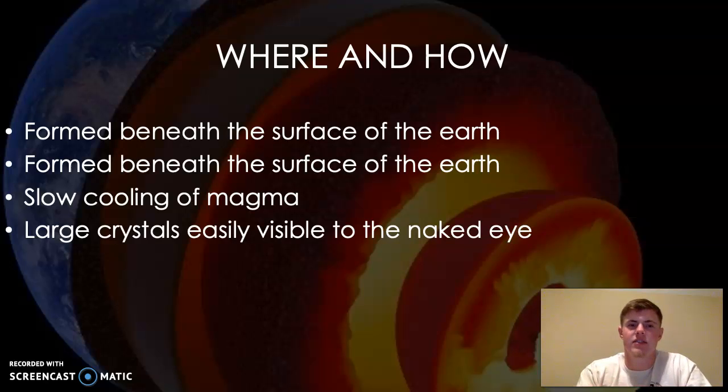Intrusive igneous rocks are formed beneath the surface of the earth in its many layers, and it is formed by the slow process of cooling magma. This slow process allows for larger crystals to be visible more easily to our naked eyes, meaning that we don't need any extra tools like, say, a magnifying glass or something to identify these. And a good example of this would be, say, a granite countertop.